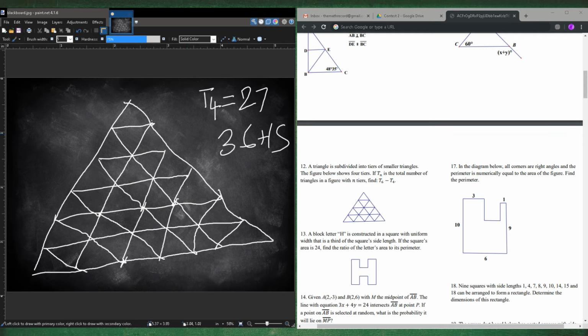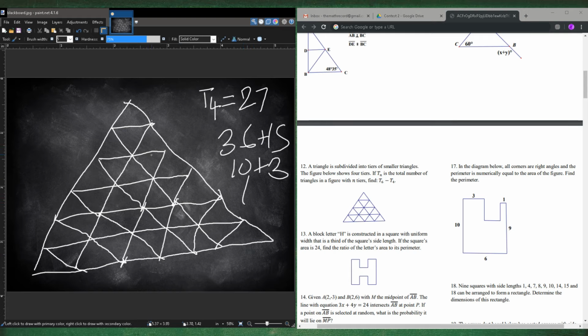Now working with 3 by 3s, we have 1, 2, 3, 4, 5, 6, and 7, 8, 9, and 10. So we have 10 more. Now working with 5 by 5s, we have 1, and we have 2 and 3. So we have 3. And a 6 by 6, which is the entire thing, is just 1.